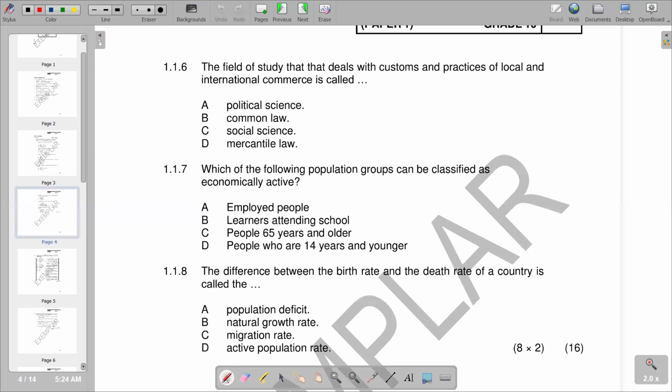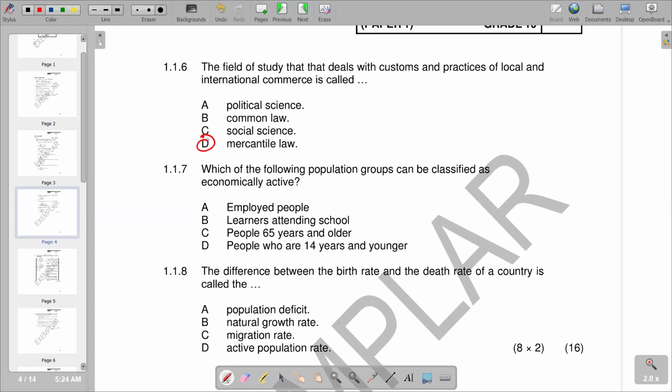Remember, mercantile law is basically the body of law that applies to the rights, relations, and also the conduct of people and organizations engaging in commercial and business activities. So if you look at the description that we are given there, saying the field of study that deals with customs and practices of local and international commerce, which is exactly according to the explanation that we have given here. So we have got D, mercantile law.